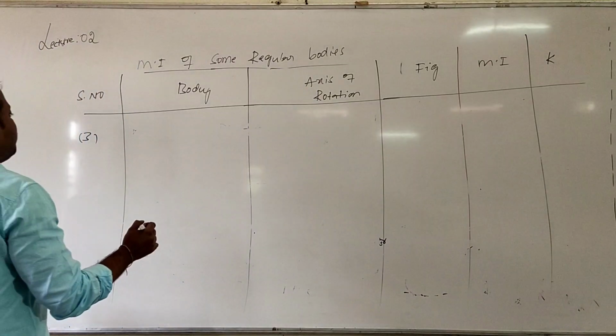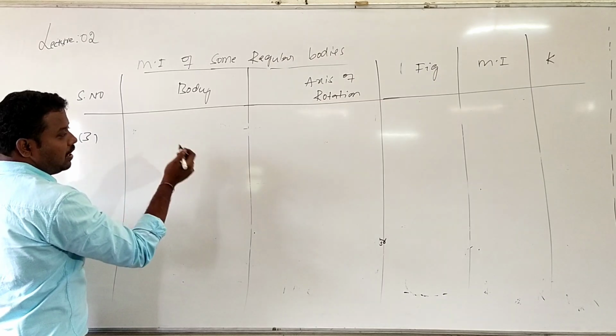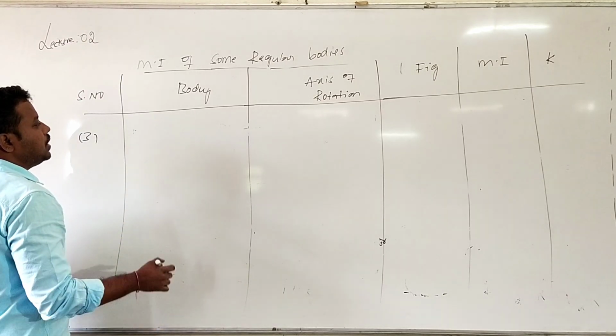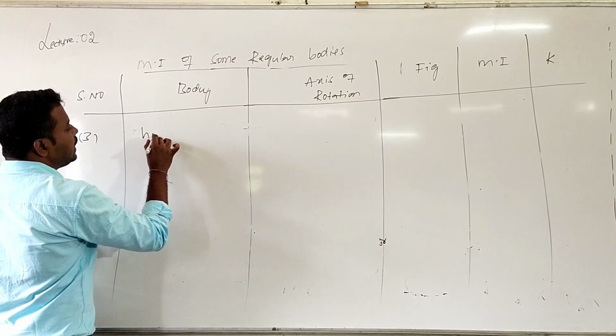The circular ring is over, the circular disc is over. Moment of inertia of a hollow cylinder.